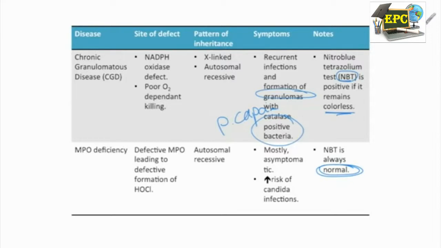And now coming to the MPO deficiency, or myeloperoxidase, they usually have an increased risk of Candida species. However, most of the patients are asymptomatic.